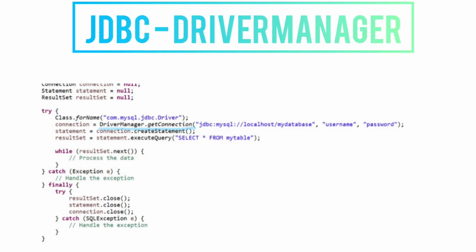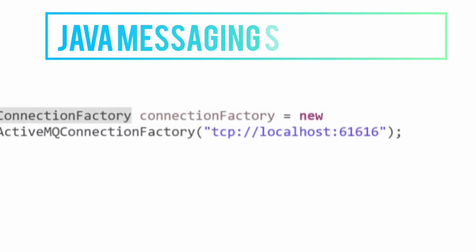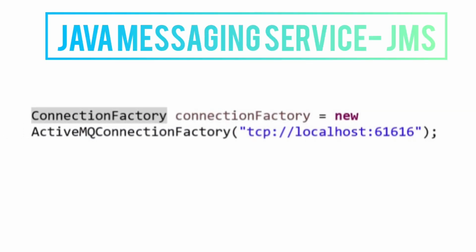So let us see some examples, the first one being JDBC's driver manager. JDBC uses the abstract factory pattern to create objects that represent the database connections, and driver manager serves as the factory for creating these objects. Our next example is JMS, Java messaging service, and its abstract class connection factory uses this abstract factory pattern to create objects that represent different types of messaging objects such as connections, sessions, and message producers.